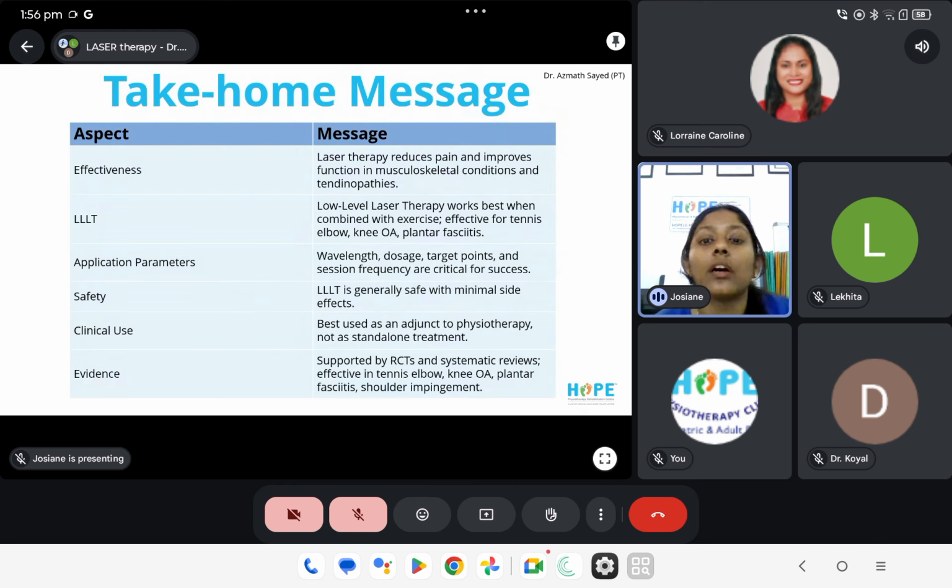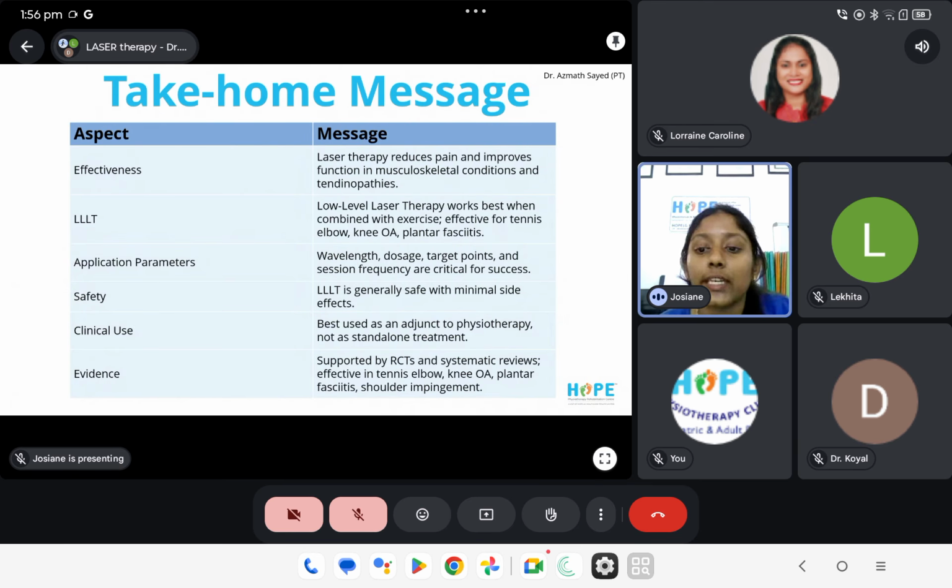The take-home message is that laser therapy reduces pain and improves function in musculoskeletal conditions and tendinopathies. Low-level laser therapy works best when combined with exercise, and is effective for tennis elbow, knee OA, and plantar fasciitis. Application parameters like the wavelength, dosage, target points, and session frequency are critical for a successful treatment. Low-level laser therapy is generally safe with minimal side effects.